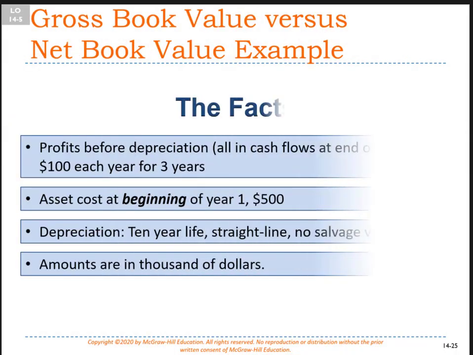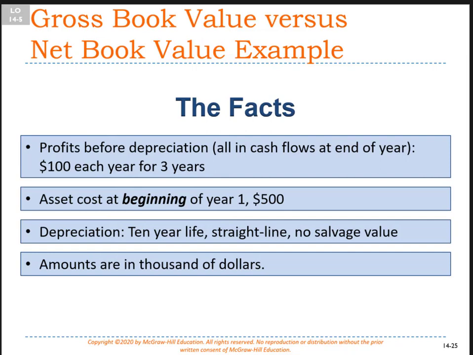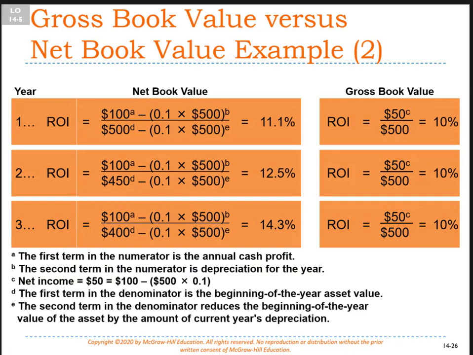Okay, so here are some examples of how this plays out depending on which decision you make. Okay, in our example, profits before depreciation are $100 for each year. Asset cost at the beginning of year one is $500. We make an assumption about depreciation, and everything is in thousands. So here is year one with your return on investment.